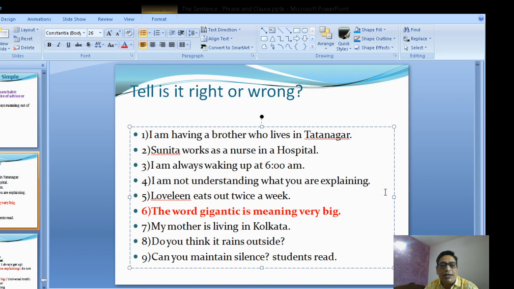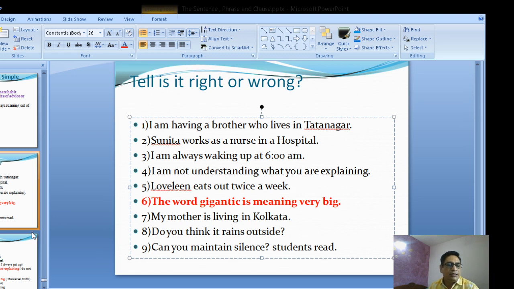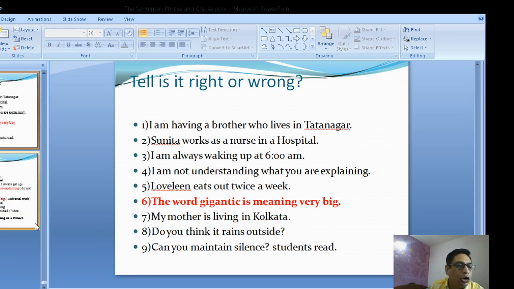The word gigantic is meaning very big. What about this 6th sentence? Is it the right one or wrong one? Let me know. The word gigantic is meaning very big. Is it a right sentence or a wrong one? If it's a wrong sentence, write down number 6 is wrong and type in the right answer.